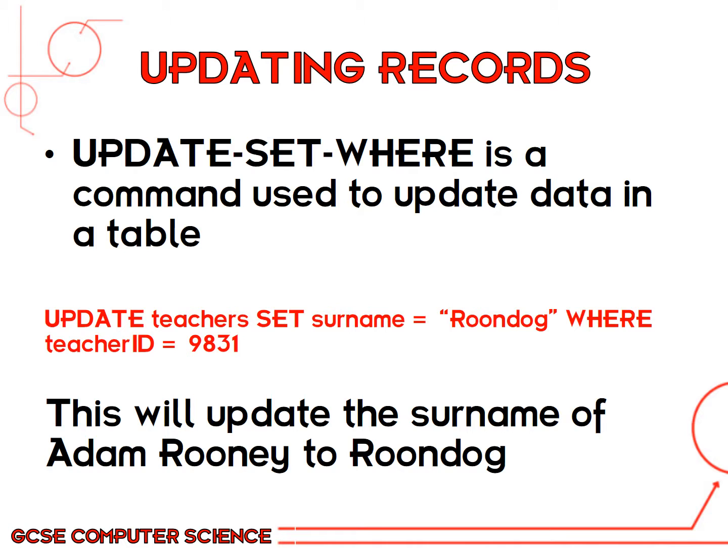Updating records. We can use UPDATE, we can use SET, and we can use WHERE as conditions. So UPDATE SET WHERE is a command used to update data in a table. The example here is update the table called teachers, set the value surname to Roondog, where teacher ID is 9831. So that will change the surname of Adam Rooney to Roondog.